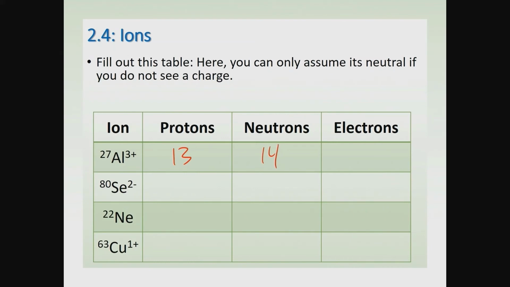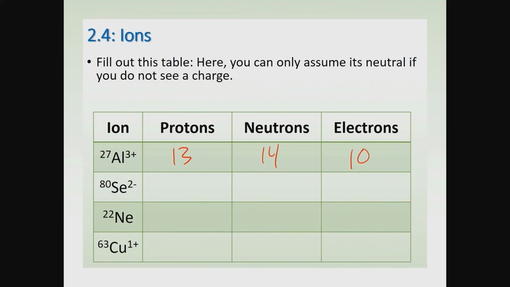Now, how about the electrons? Keep in mind that because we have a 3+ charge with that aluminum ion, it is not a neutral atom. Since it is a positive charge, that indicates that it has lost electrons. It has a deficiency of electrons. And so if it was a neutral atom, it would have 13 electrons to match the 13 protons. But again, it has lost 3 electrons. It has a deficiency of electrons, so it only has 10 electrons.